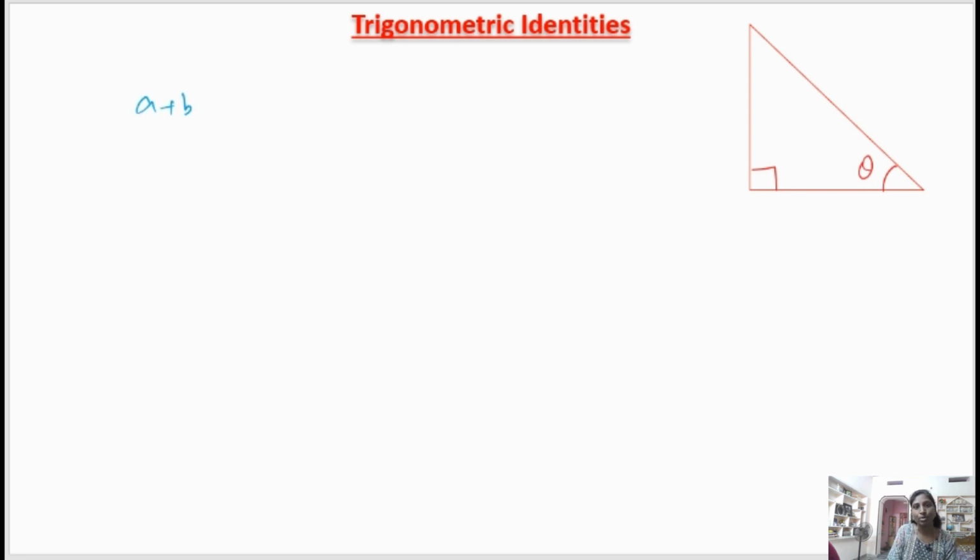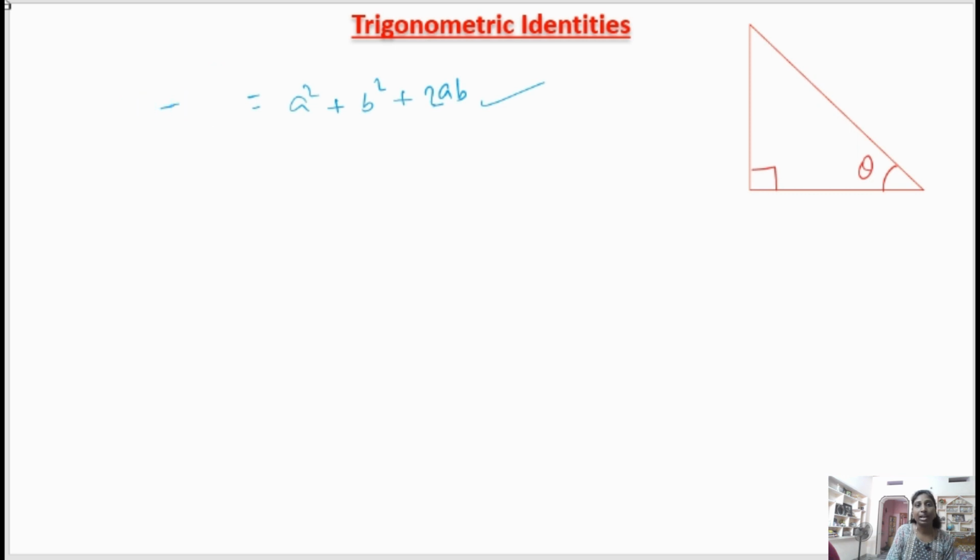A plus B whole square is equal to A square plus B square plus 2AB. First of all, it is an equation because it has a left hand side and a right hand side, LHS and RHS. And why is it called an identity? Because it is true for all the values of A and B, all the values of the variables. So it is called an identity. It is an algebraic identity.